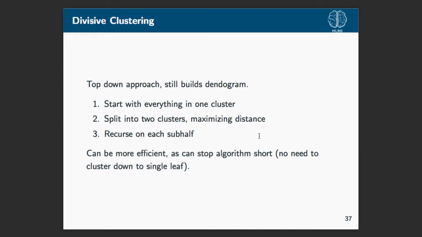Yeah, and this tends to be more efficient because a lot of times it's not useful to look at all the little leaves of your dendrogram. So you can stop this one short, before it reaches the leaves. So it can be more efficient that way. Anyone have any questions on hierarchical clustering? Divisive versus agglomerative?